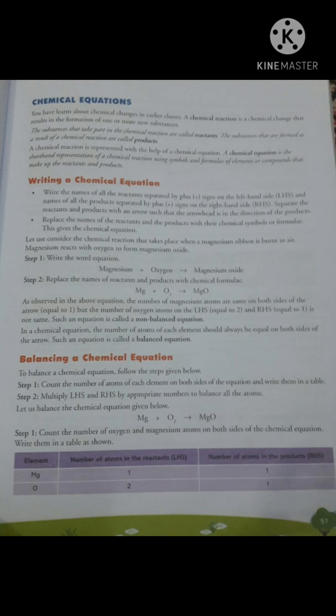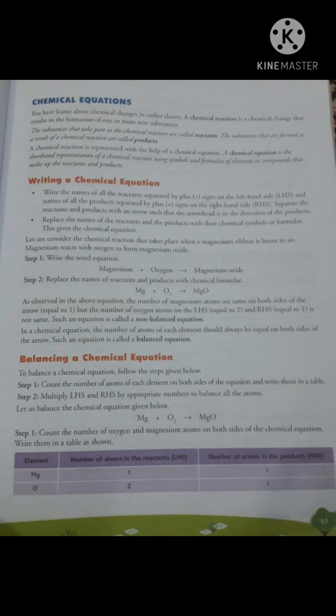Now in step 2, replace the names of reactants and products with chemical formulae. Children, we know the symbol of magnesium is Mg, plus the oxygen symbol is O2. Oxygen is a gas, it exists in the form of the molecule O2, so O2 is its symbol. Now magnesium oxide is MgO. So MgO is formed.